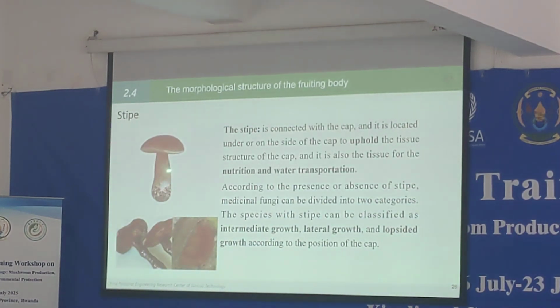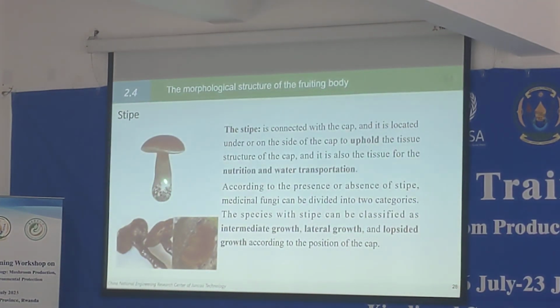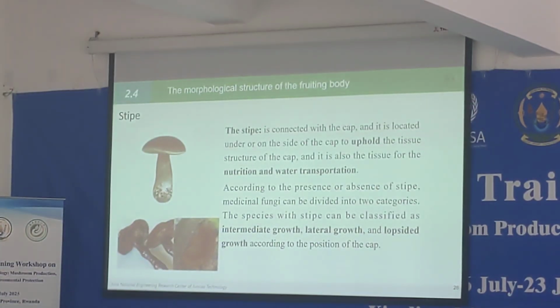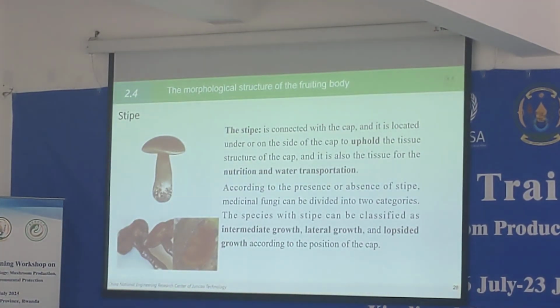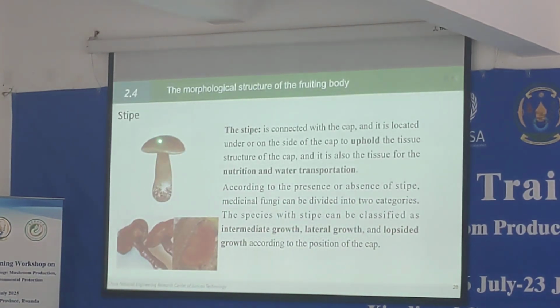We talk about the stem of the mushroom. This structure is connected with the cap. It's located under the cap. This structure is to uphold the tissue structure of the cap, called the whole mushroom. This structure can transport the nutrients and water to the cap.